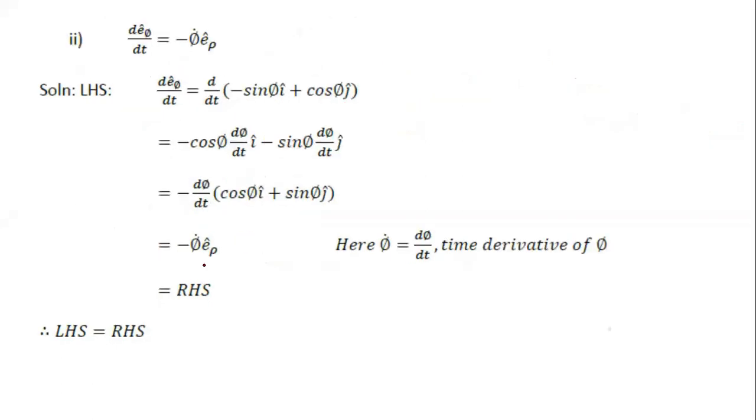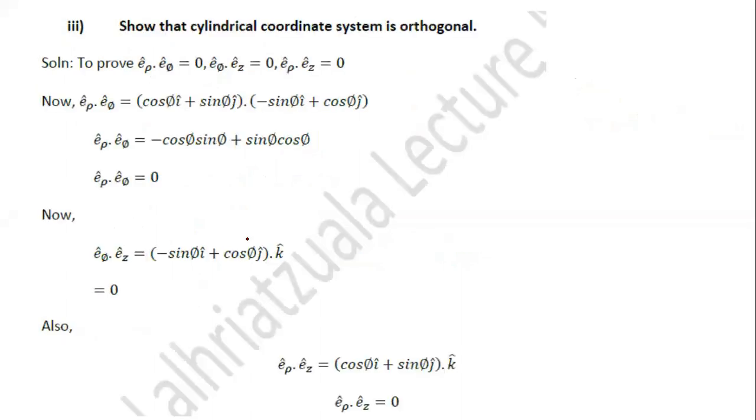This is a simple solution. I think you can also follow the similar calculation, knowing that i cap and j cap are constant unit vectors. So the only thing you should differentiate here again is phi, the sine function of phi and the cosine function of phi. Please follow the steps like I explained before. This is what I have already discussed.